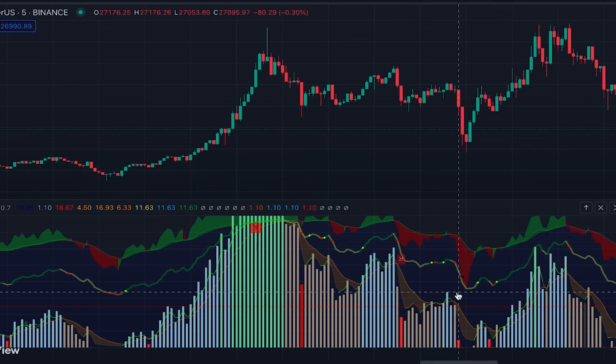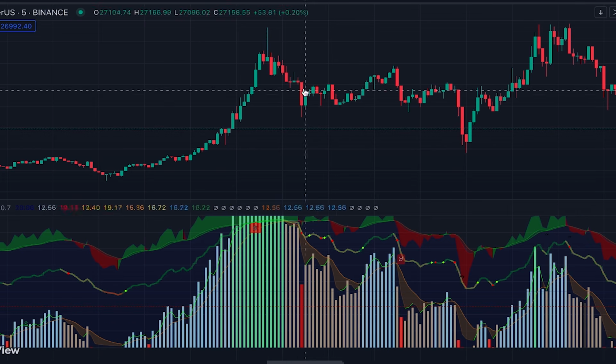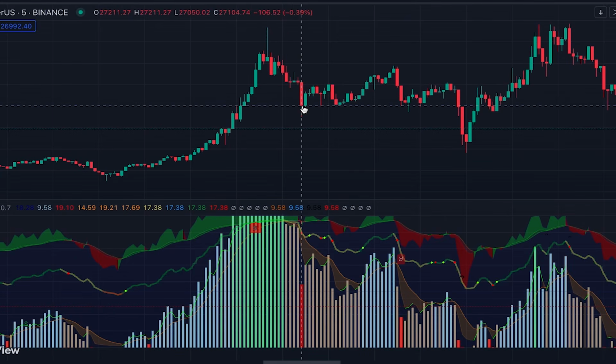When we have a black bar like here, it shows that institutional traders are starting to exit their trades and they may be exiting their positions slowly. And when we have a red bar, it shows a sharp decline of the price and it indicates that institutional traders are taking their profits and closing their positions.